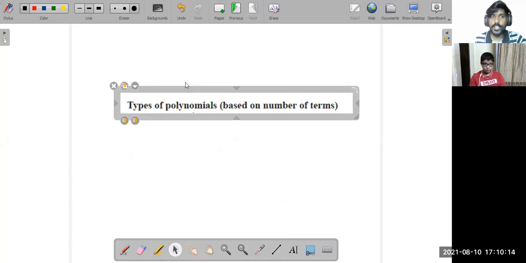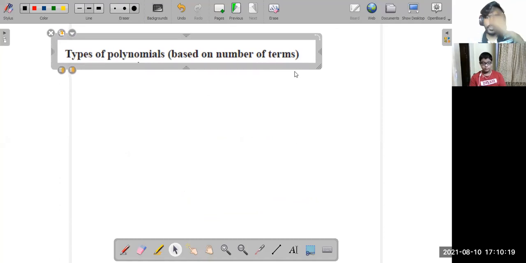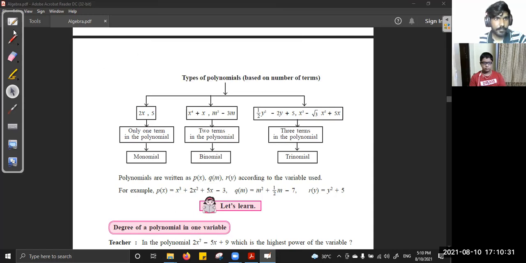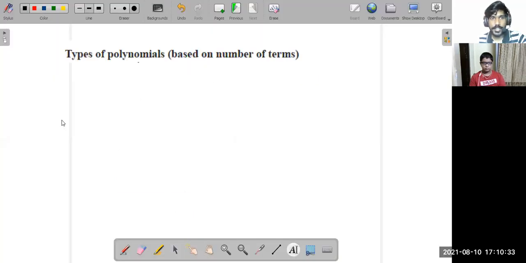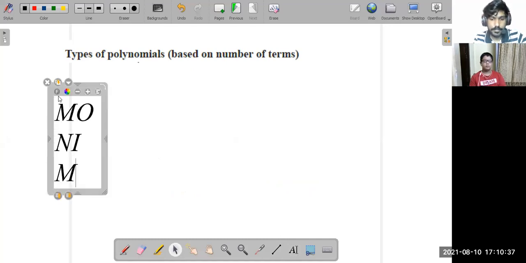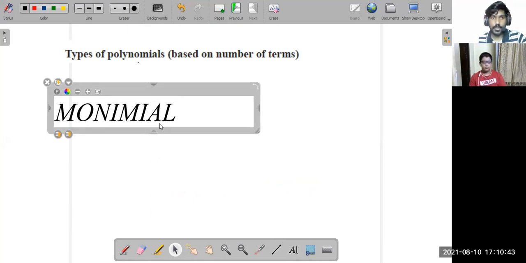Okay, next you should see types of polynomial. Now we have three types of polynomials for your syllabus, and they are based on the terms. The first type is called monomial. Now what is monomial? Have you heard about this term monomial?